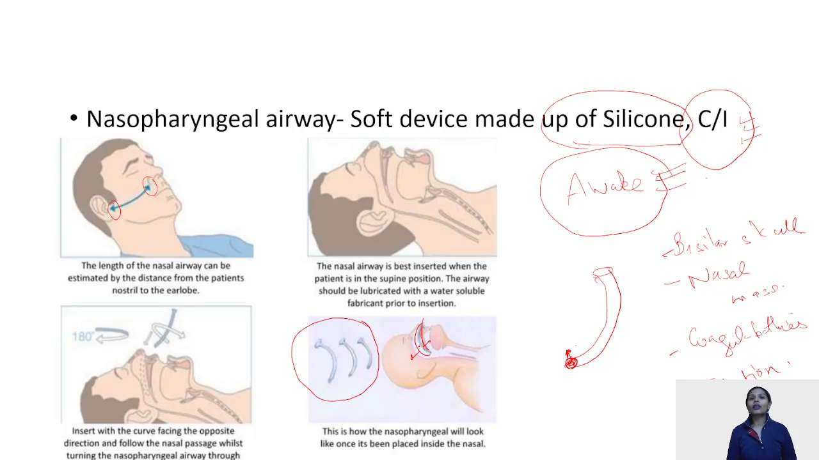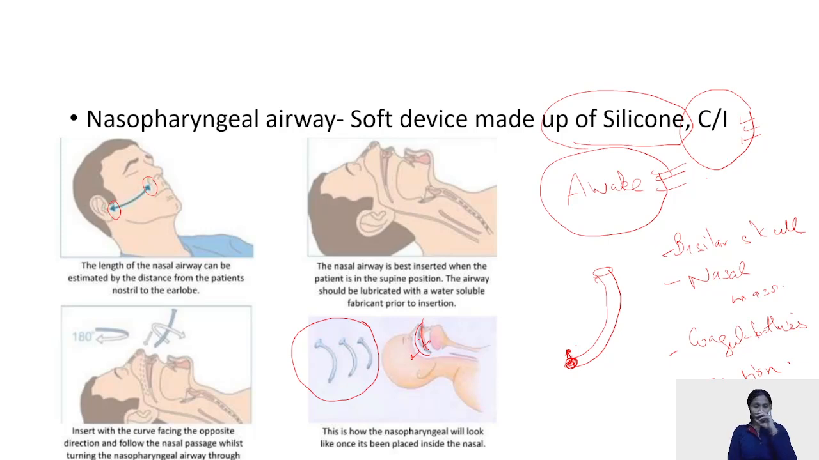Generally, the questions are not asked upon how you insert it. The most important questions about the nasopharyngeal airway that are asked are about the material it is made up of, in which cases you can use it, in which cases you cannot use your nasopharyngeal airway, and what could be the possible complications when you use your nasopharyngeal airway.